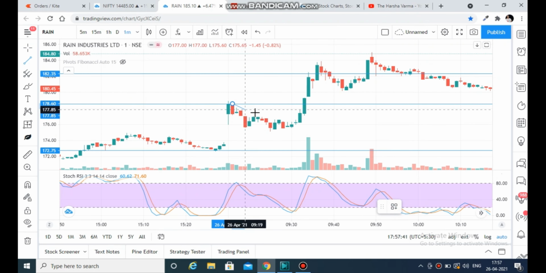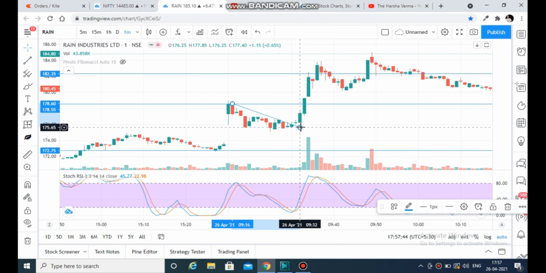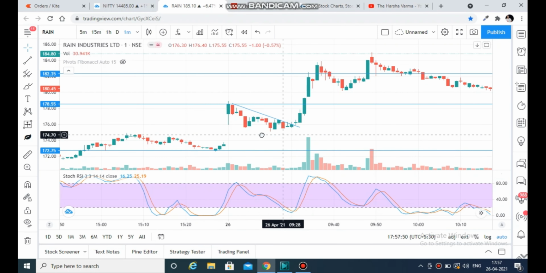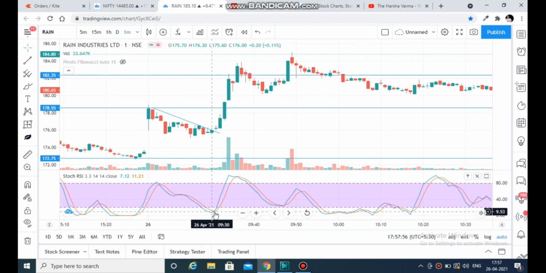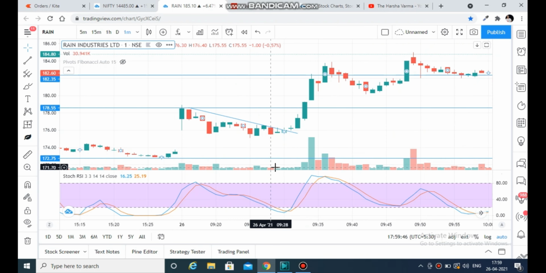In this, you can clearly see that it was a downtrend and the RSI had cut the red line from the top and was coming down. At this point, you can clearly see that the blue line is cutting the red line from the bottom, which is an indication of buy. Also, you can clearly see that the volumes are gradually increasing, which means that there are more number of buyers at this point than sellers.